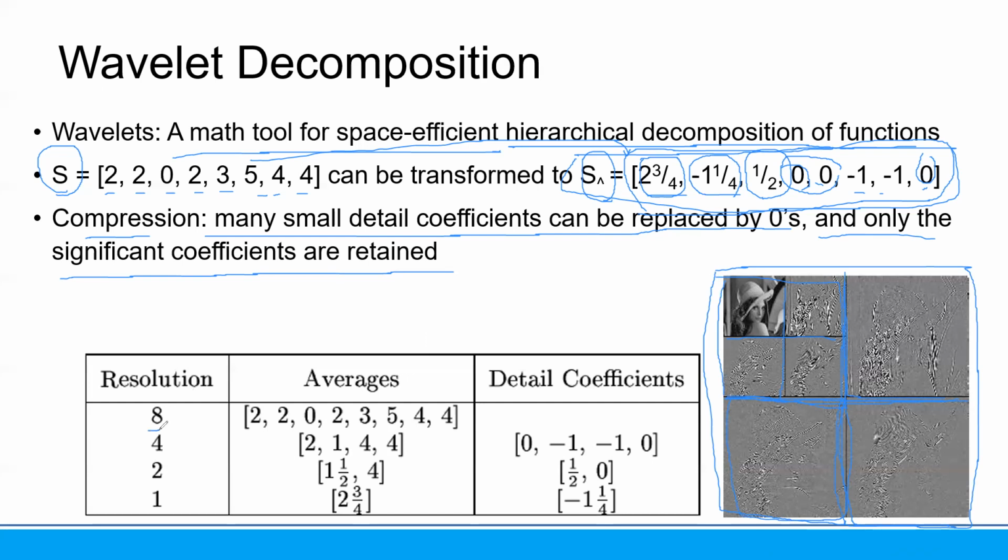Let's say the resolution is 8, so we have 2, 2, 0, 2, 3, 5, 4, 4. When we divide the length by 2, we make the length 4. Again we divide by 2 to make the length 2, and we go until 1. After we have the 1, we will use these coefficients: 2 3/4, -1 1/4, 1/2, 0, 0, -1, -1, 0.